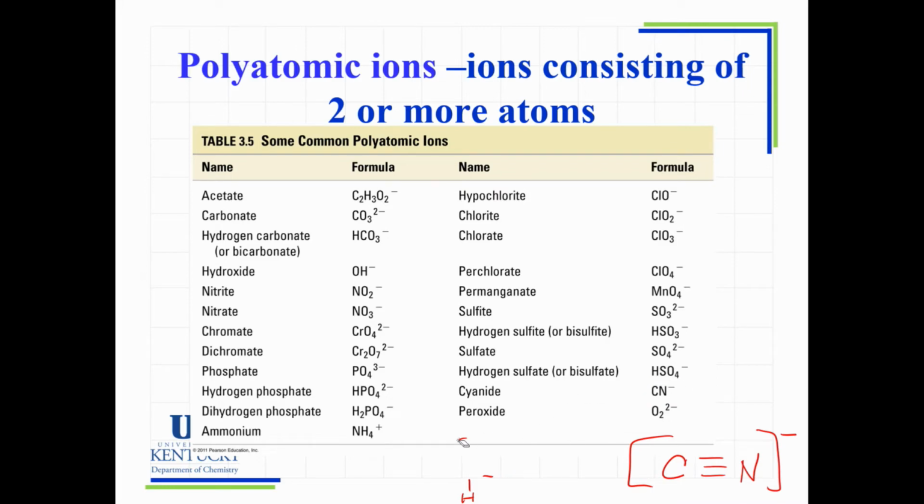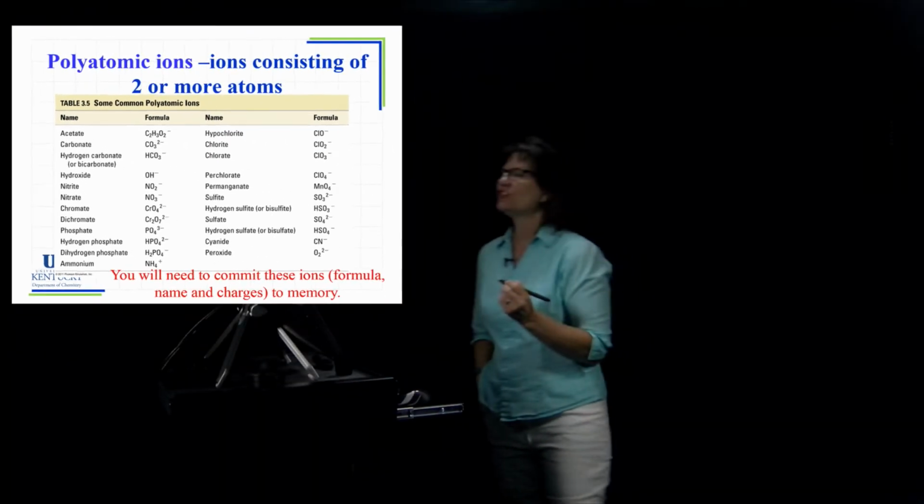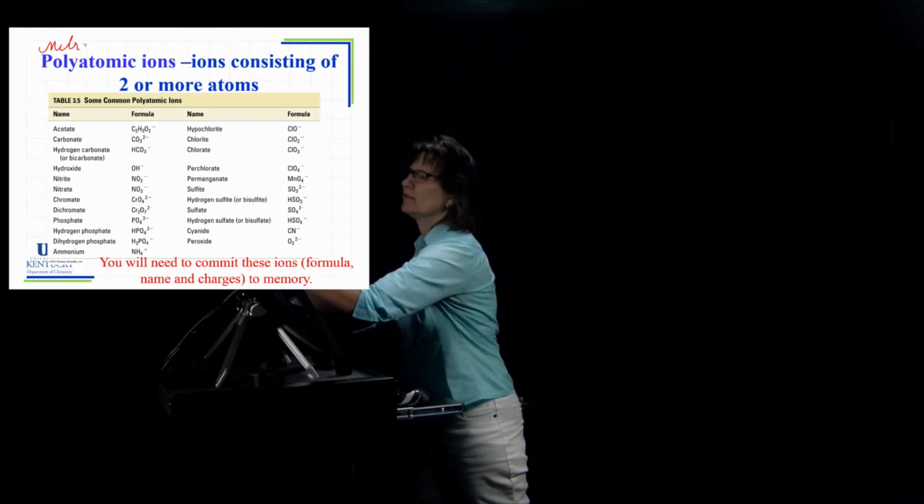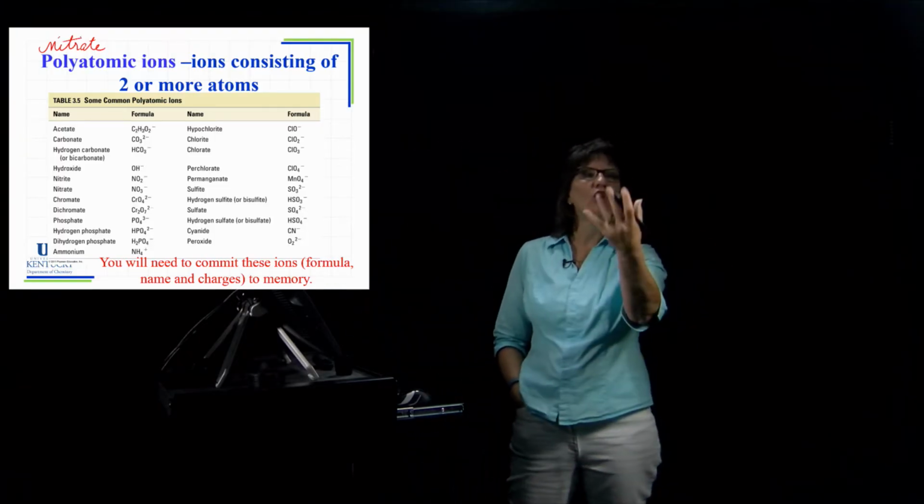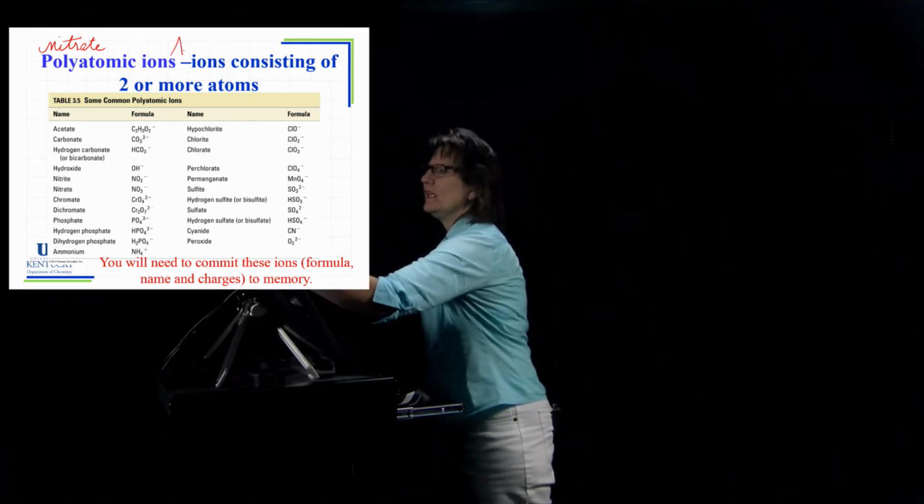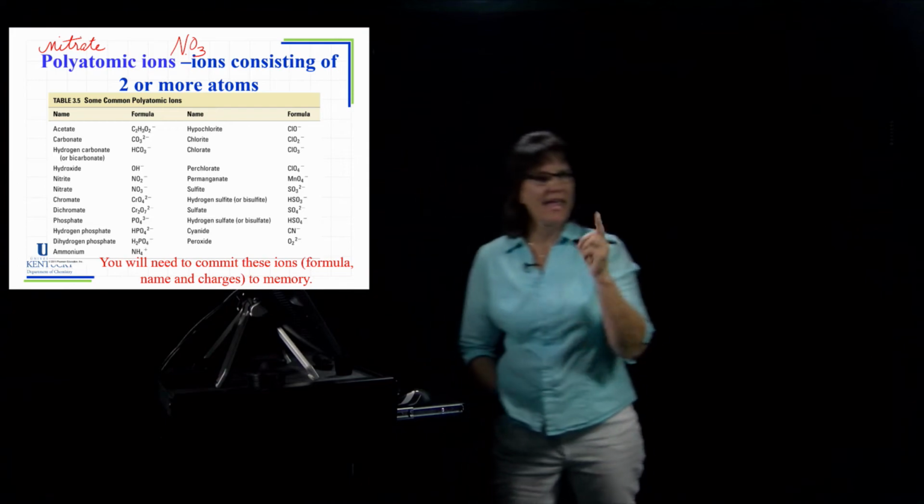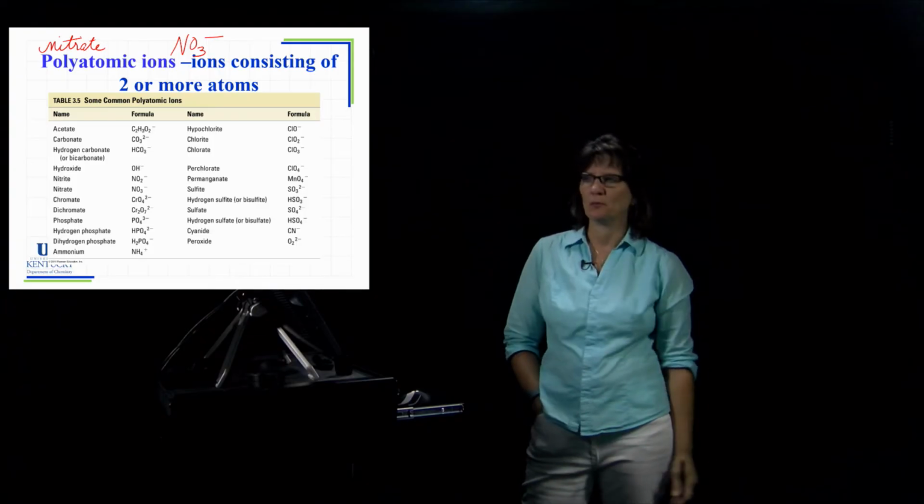Now, what do I expect you to be able to memorize from this list? You've got to know everything you see on there. You need to know the formula, name, and the charge of each one of these formulas. So that if you're reading along and you see the word nitrate, okay, in something that you're reading, or you hear me use the word nitrate in our lecture, you need to know that it is NO3, and you need to know that it has a -1 charge. That's what you have to commit to memory.